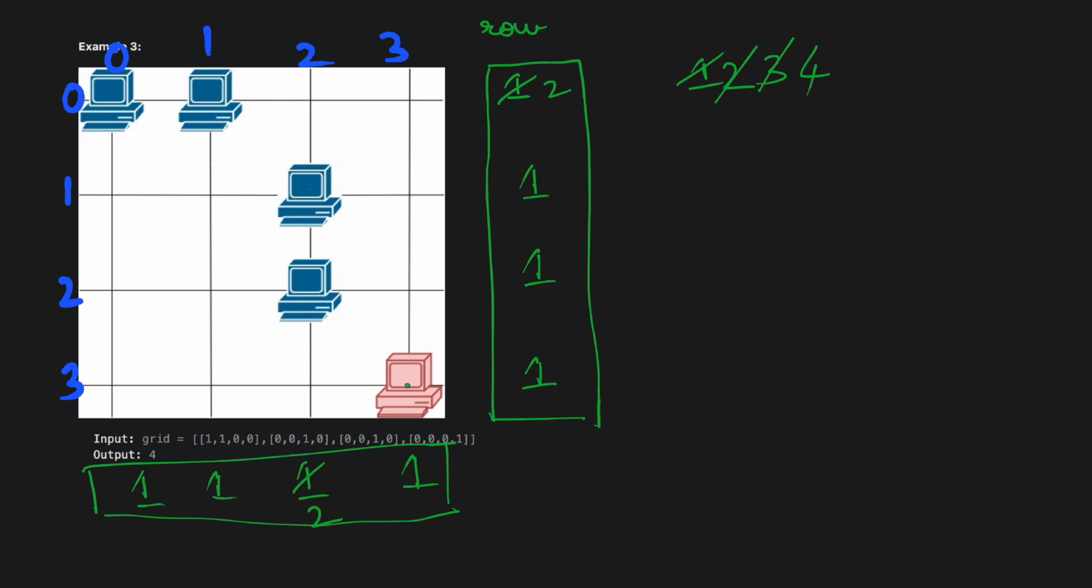And finally, we come to the last server, which only has 1 server in its row and column. So that means this server cannot communicate. So because of this, our answer will be equal to 4.